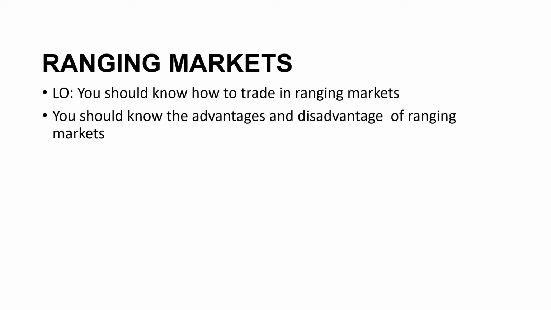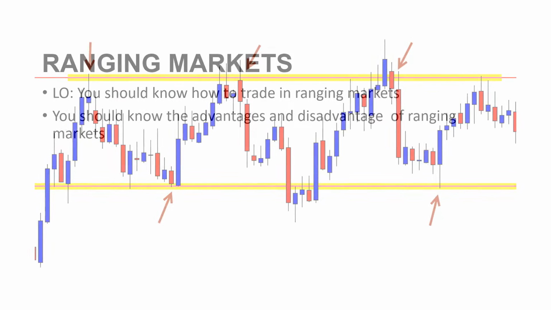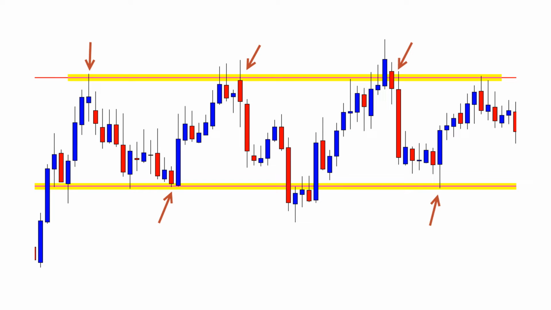In this lesson, ranging markets, the learning objectives are: you should know how to trade in ranging markets, and you should know the advantages and disadvantages of ranging markets. In ranging markets, prices are bouncing between certain levels and remain in that range for a certain time. These levels are support and resistance zones.